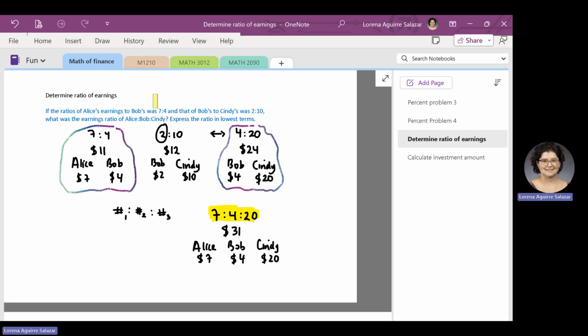In general, to reduce a ratio to lowest terms, we divide all terms of the ratio by common factors until we can't do it anymore, until the only common factor is the number 1.